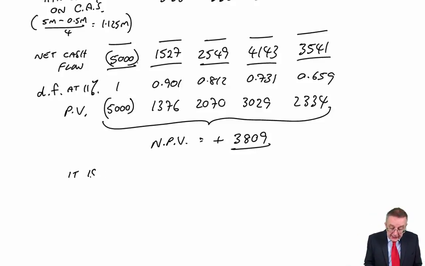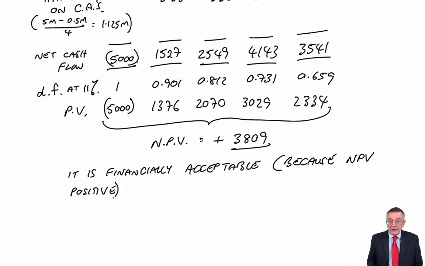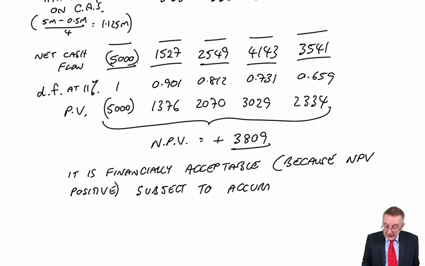Here, it is financially acceptable because the NPV is positive. If you made a mistake and got negative, you get the mark for saying it's not financially acceptable. But always write, to be certain of getting the marks, subject to the accuracy of all the estimates. There's no need to write more.